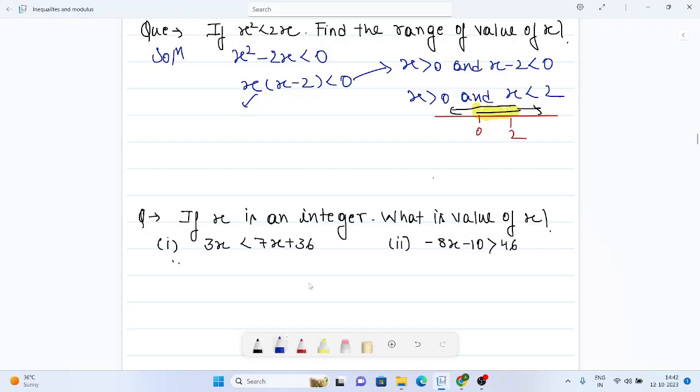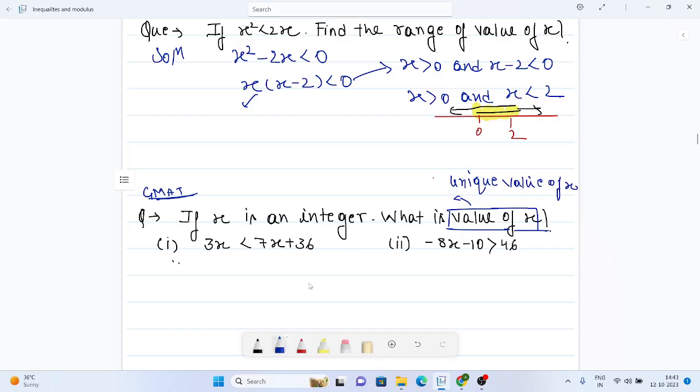What is this type of question asked in GMAT or GRE sometimes, I think, because it is a question of data sufficiency. What this question says: if x is an integer, what is the value of x? If it asks for the value of x, it means we have to find the unique value of x, not more than one value.